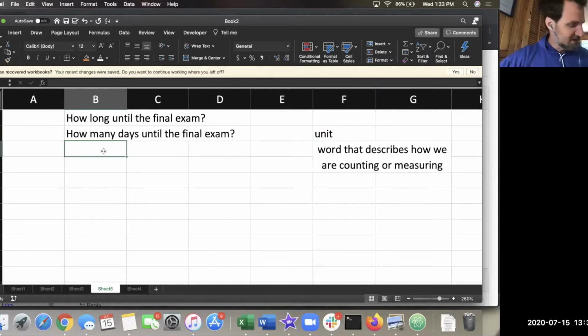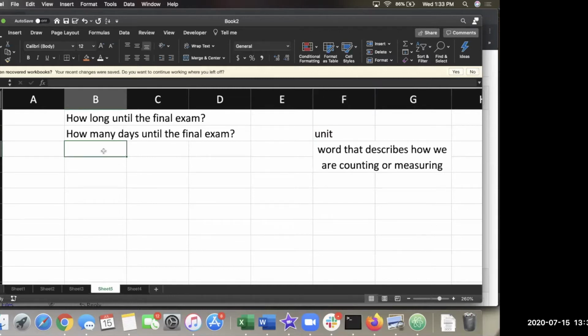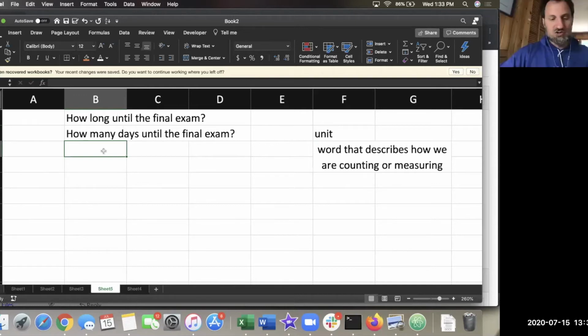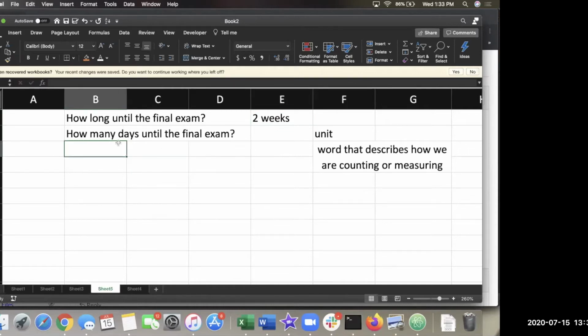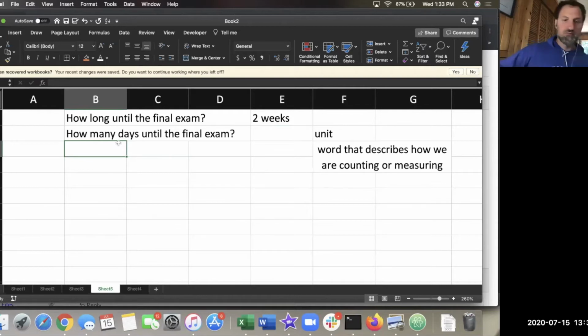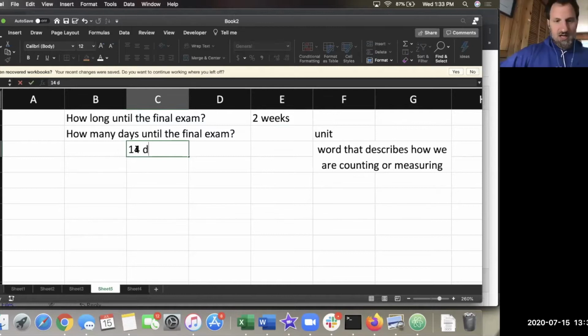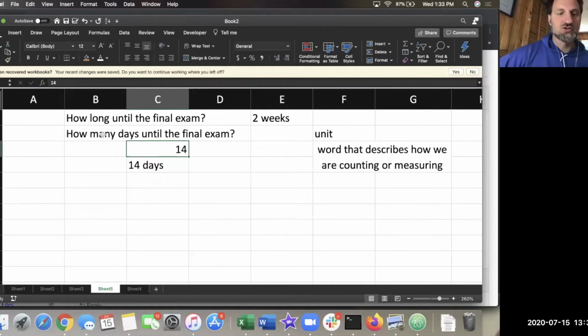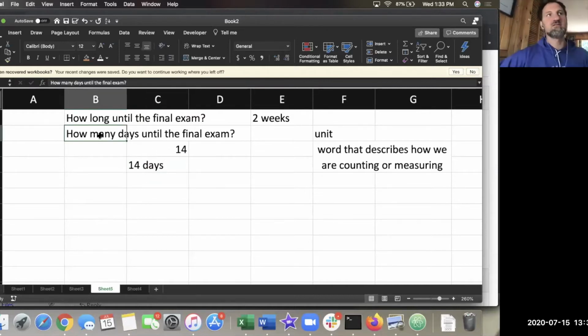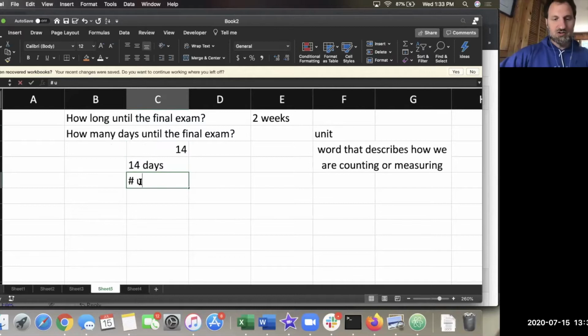So how many days until the final exam? 2 weeks. Okay, that would be an answer to the first question, right? But the answer to how many days until the final exam would be 14. Right, so just to be clear about what I mean, 14 can be an answer to this question. Somebody says, how many days? And they say 14. When we say 14, what we mean is 14 days. You've got the number part and the unit part, right? Number, unit.